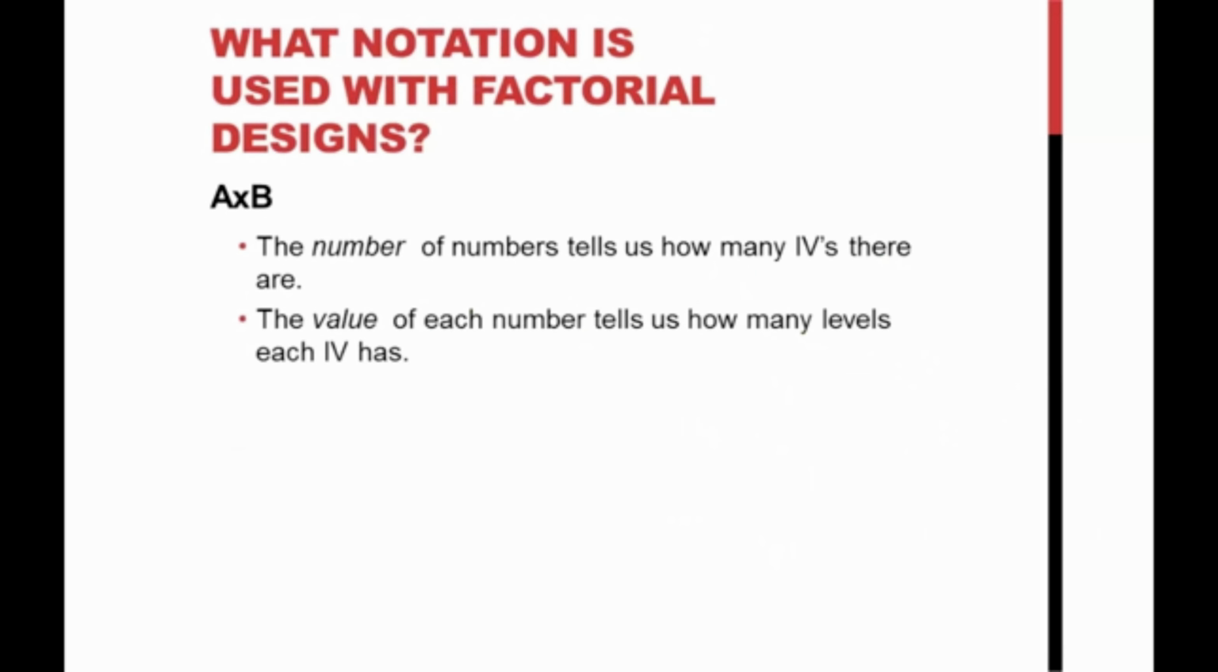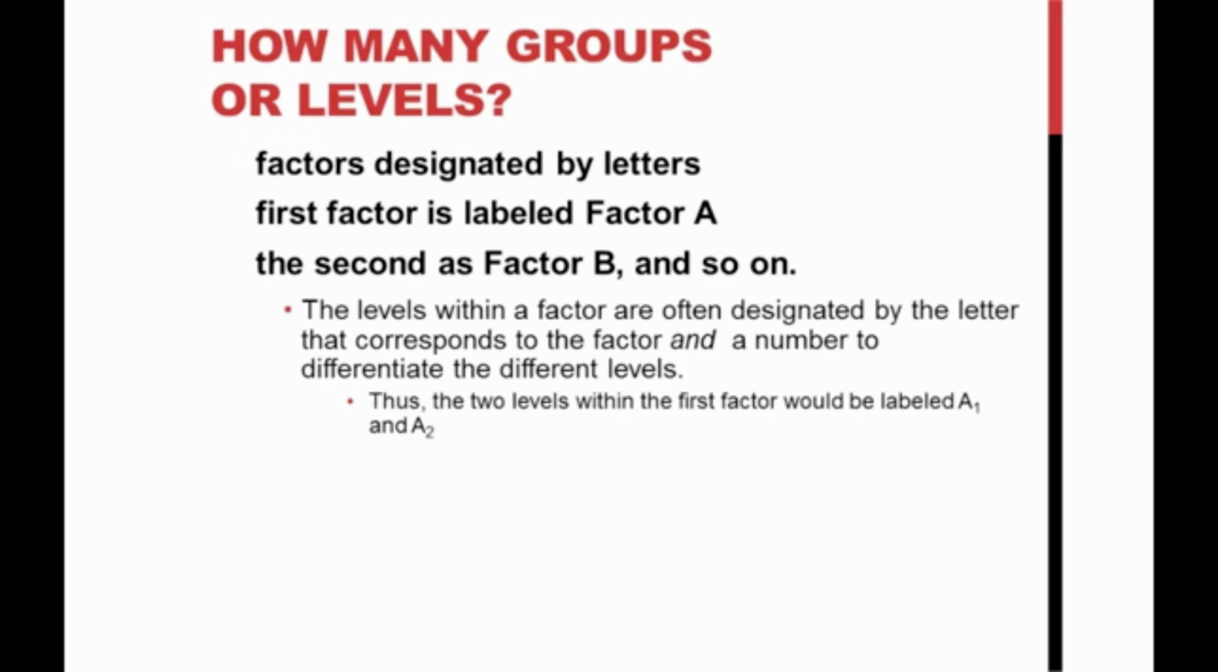At this point, you may be wondering, why did I call this an A by B design, especially when there's so many numbers here? When we refer to factors, we often refer to them by letters. So the first factor is labeled factor A, the second factor is factor B, and so on. When we look at our levels here, they're designated by the level that corresponds to the factor and the number that differentiates the levels. So if we had two levels in our first factor, they would be A1 and A2. Again, these are just notations that make referring to each factor clear and specific.